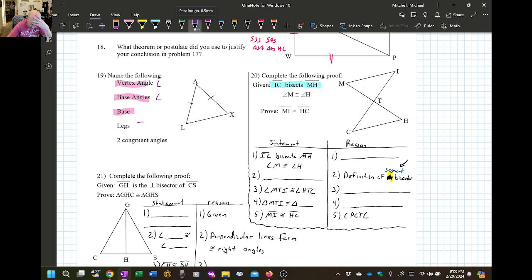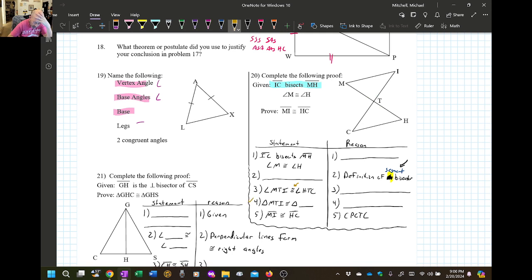So like on this one, angle 3, MTI, that's this angle. Let's get a better color in there. That's this angle. And HTC is this angle. Or you could mark them like this. What kind of angle pair are those? What do we call those angles when we see them? I'm telling you they're congruent right here. So we're going to do that.